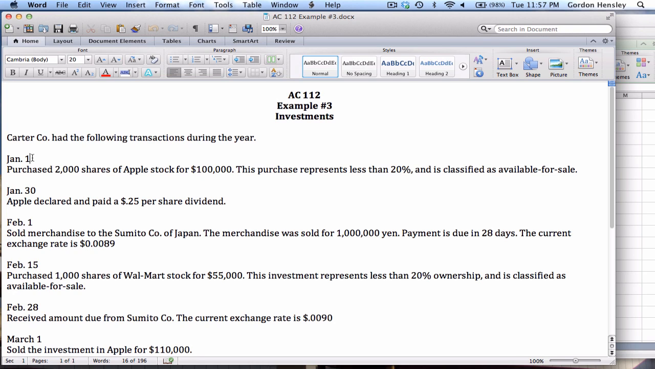We purchased 2,000 shares of Apple stock for $100,000. It says this purchase represents less than 20% and is classified as available for sale. Now, why are they giving us that information? Well, remember from our video lecture on investments, the percentage amount of stock that I own is significant because that will have an effect on how I record the journal entries. And I also need to know how they've decided to classify that particular investment.